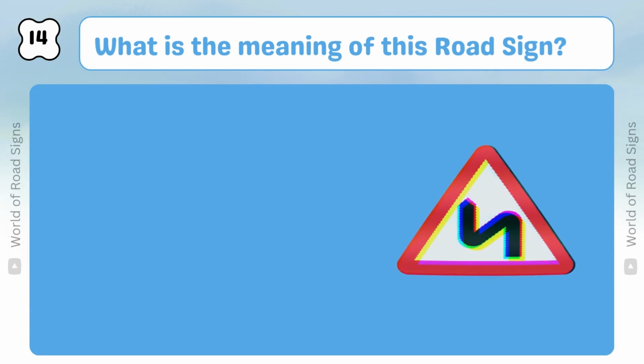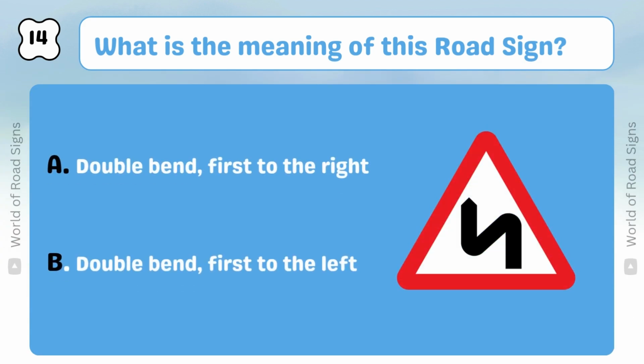Question 14. Which road layout does this sign warn you about? A. Double bend, first to the right. B. Double bend, first to the left. The correct choice is option B, double bend, first to the left.